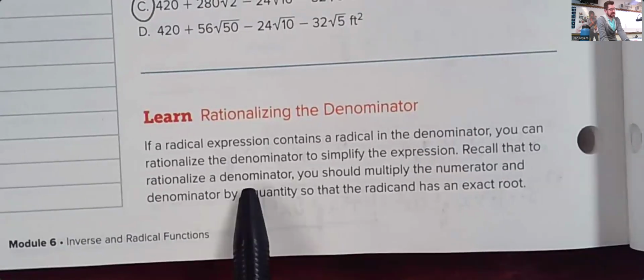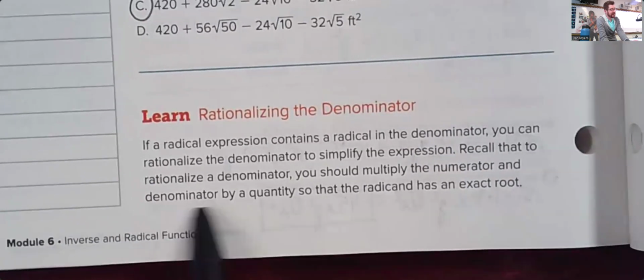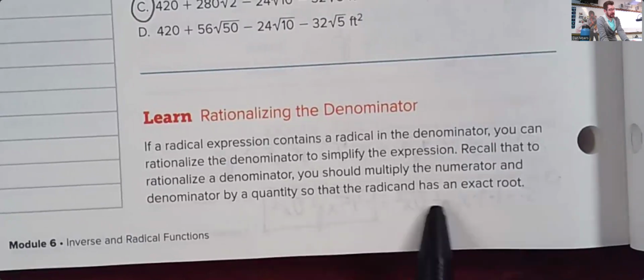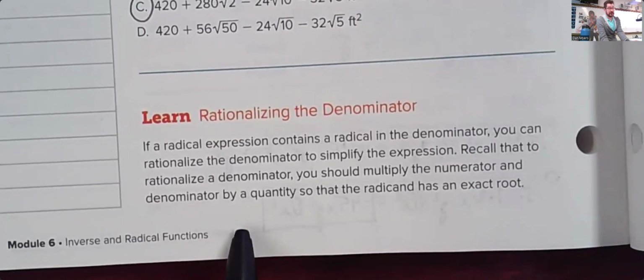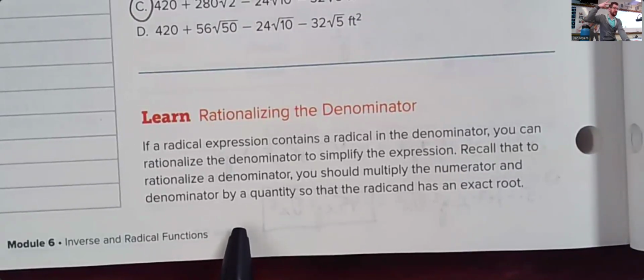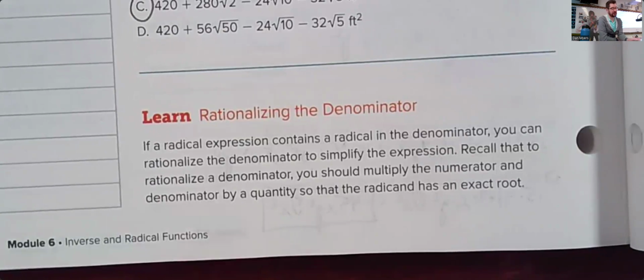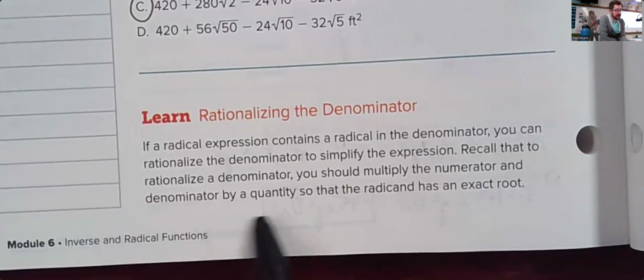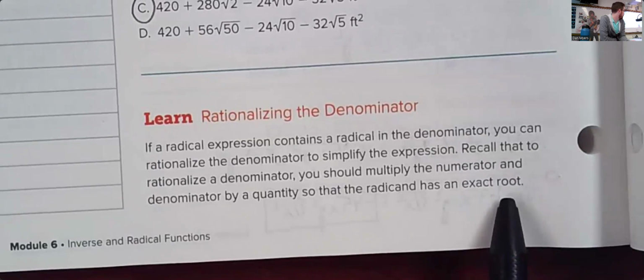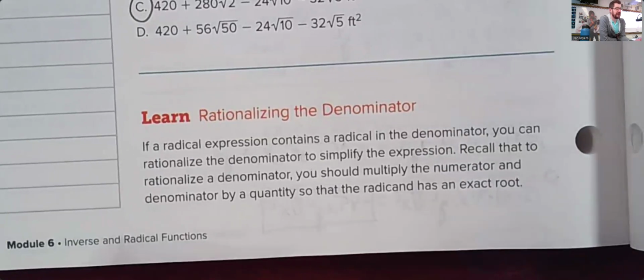Recall that to rationalize a denominator, you should multiply the numerator and denominator by the same quantity, because if you're going to simplify an expression, the only way to keep it the same is to multiply by the same on the top and the bottom, because that means it's one, just a unique form of it, by a quantity so that the radicand has an exact root, meaning you won't have a radical on the denominator.